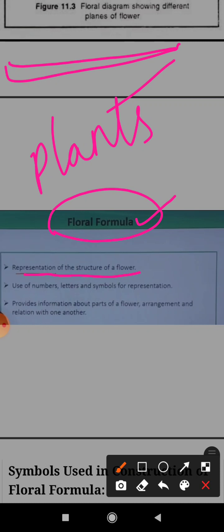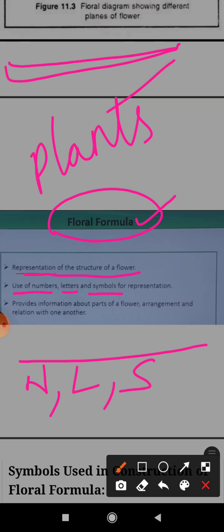Then it is represented by the use of numbers. There are certain numbers that are used, then there are certain letters, alphabets that are used, then there are certain symbols that are used for representation. That means the complete floral formula is made up of numbers, it is made up of letters, and it is made up of symbols, right? Then the third thing is it provides information about the parts of a flower.